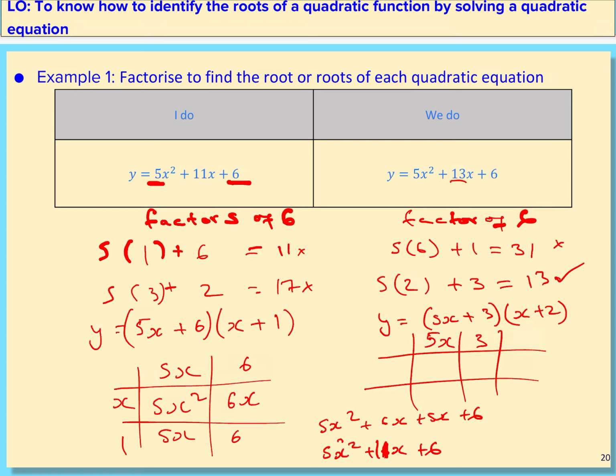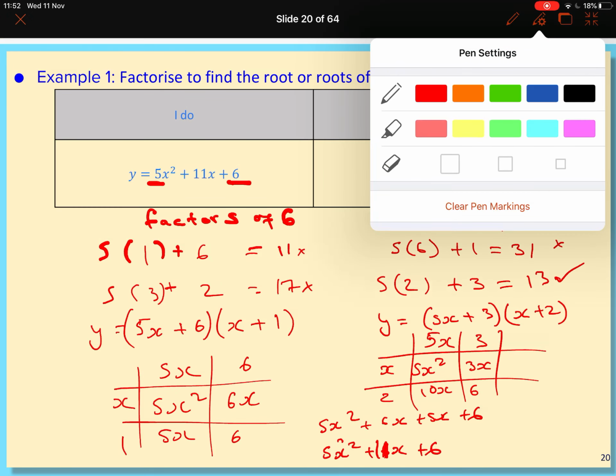So now we're going to put it in the brackets, and what we end up getting is (5x + 3)(x + 2). And that is right, and we can actually check if the answer is correct again. So my advice to you, always check if the answer is right or wrong, okay? So let's multiply it out. So 5x squared, 10x, 3x, and 6. And when we add them all together, that does equal 13x.